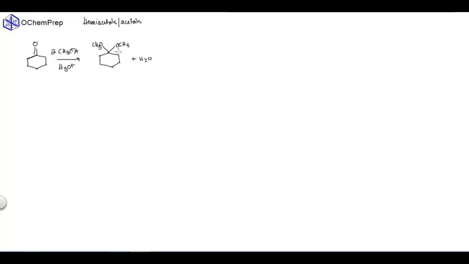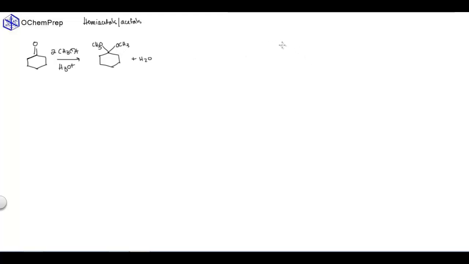What happens with this is now we actually have hidden the C=O, or hidden the electrophilic carbon, underneath these two methoxy groups. So in essence, an acetal works as a protecting group.